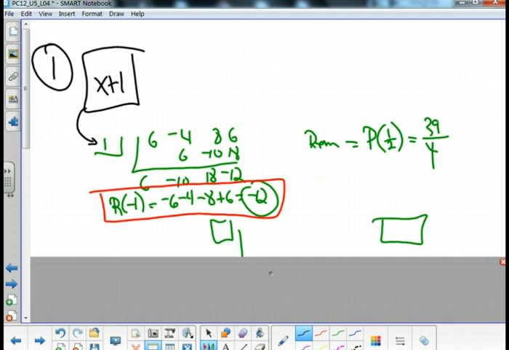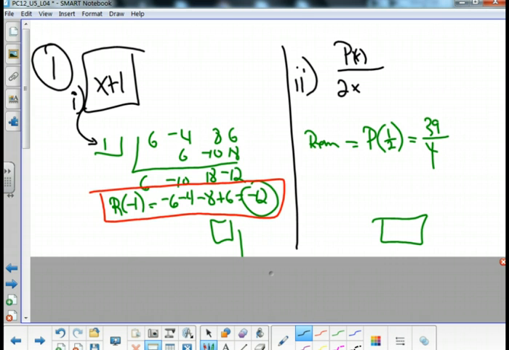For question number 2, if p at x was divided by 2x minus 1, then the 0 for that is equal to 1/2. So I put 1/2 in there, and I got 39 over 4. Okay. All right. I'm going to pause there, and you guys can now.